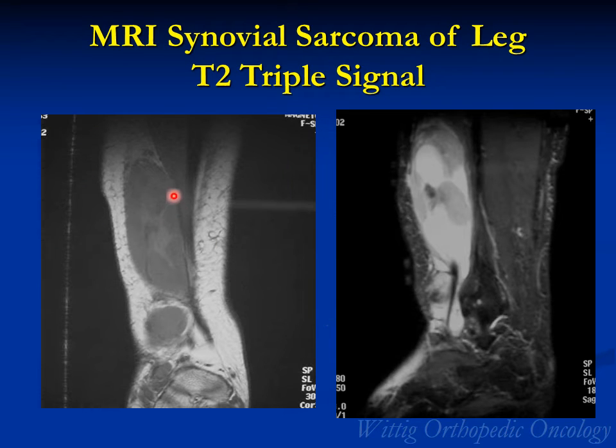This is an example of a synovial sarcoma of the leg that was initially thought to be a ganglion cyst because it arose adjacent to the tendons and it had many cystic changes within it on the T2 weighted MRI. But you can see these more fleshy areas which were very concerning. So this is T1 and T2 where you see the triple signal intensity, the very low, intermediate, and high signal areas.